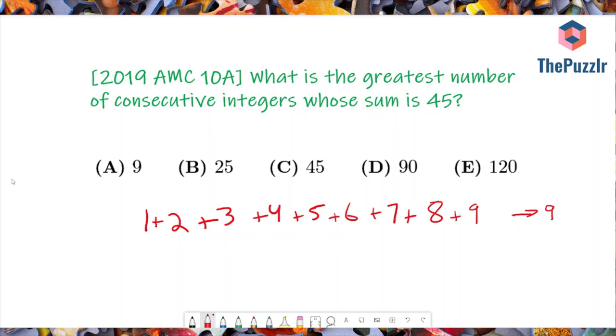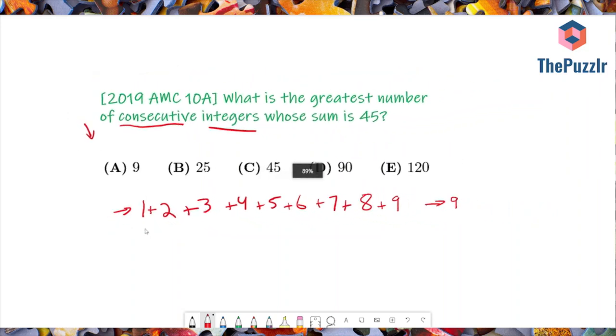But let's just reread the problem to make sure what we're doing is correct. What is the greatest number of consecutive integers whose sum is 45? Well, it's asking for consecutive integers. I just started with 1 and I went all the way to 9. That's positive numbers only. It's possible that we have negative numbers too. So if we have negative numbers, that might be an even higher answer. And granted that this is the lowest choice, there's probably a chance that the answer is even higher, although not 100%.